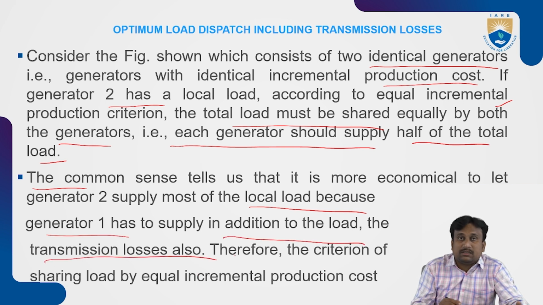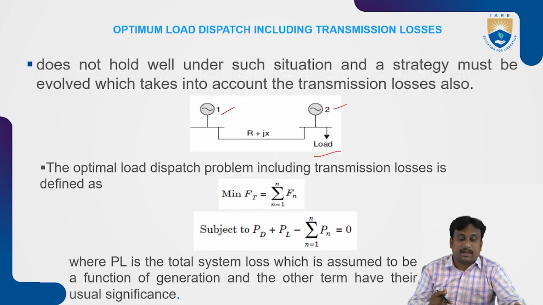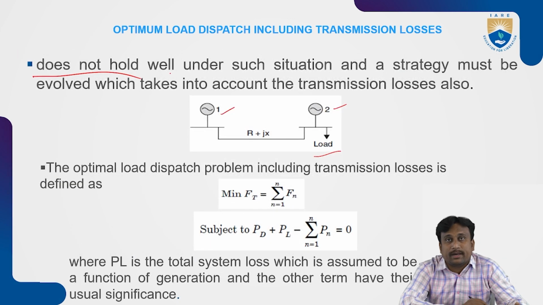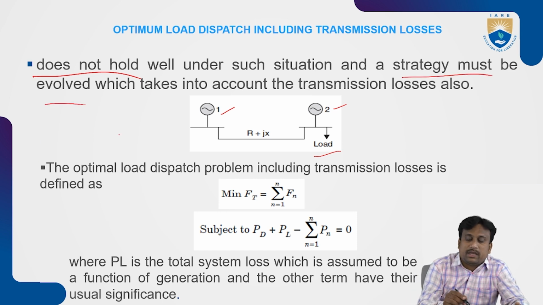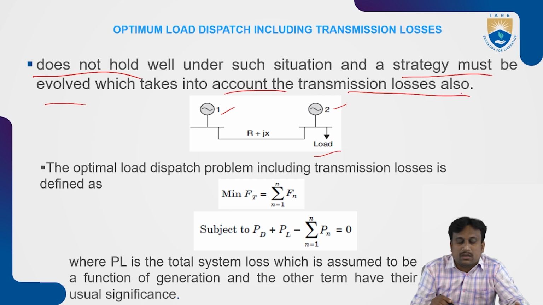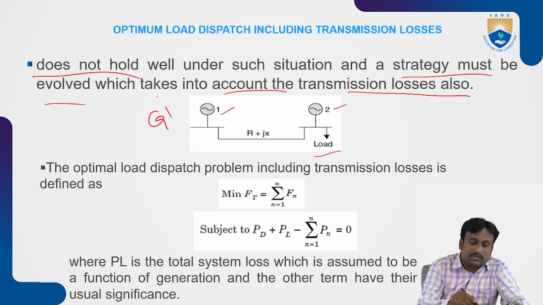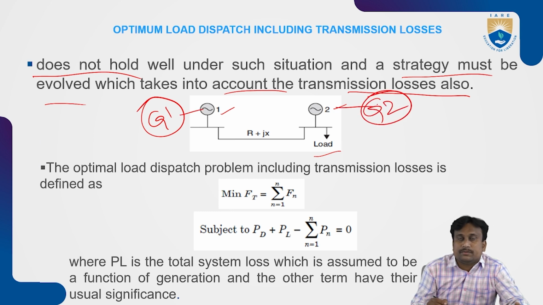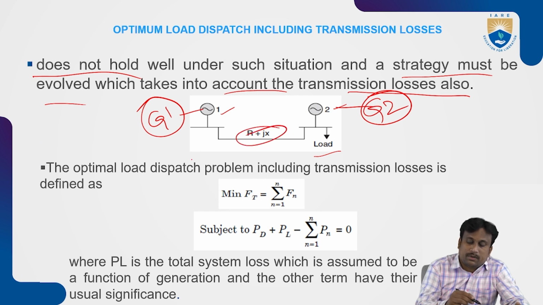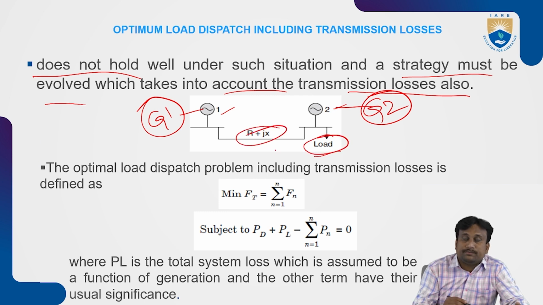So the transmission loss is also supposed to be considered here. Therefore, the criterion of sharing the load by equal incremental production cost may vary and does not hold well under such a situation, and a strategy must be evolved which takes into account the transmission losses also. Here are our two generators: generator 1 connected here, and this is our generator 2 connected here. They are connected to a common load, that is this one. This is represented with a complex parameter R plus jX.